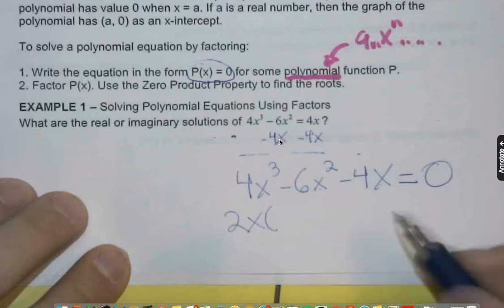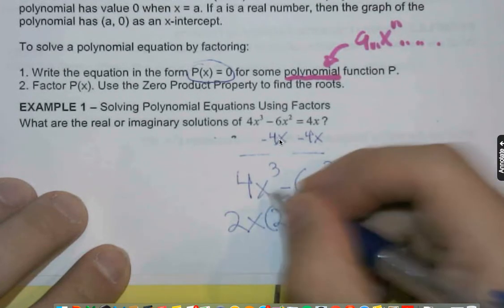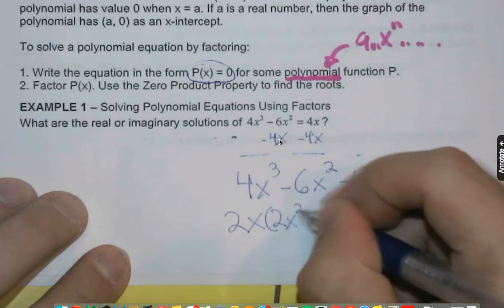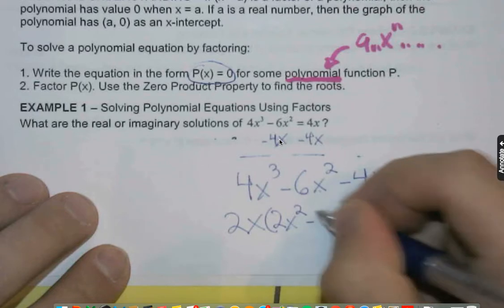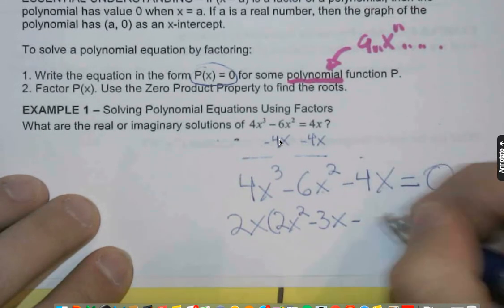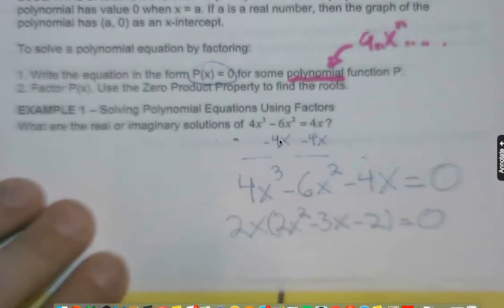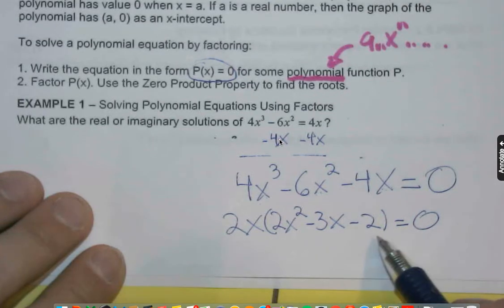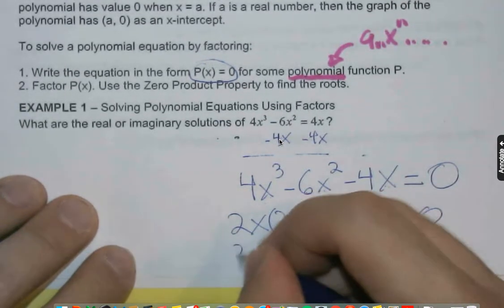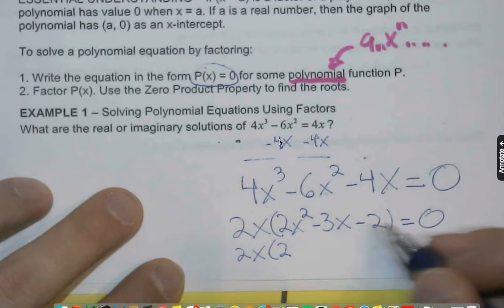If we rewrite the rest of this, 2x times 2 would get us 4x. We need to add that up to 4x cubed. So let's put in 2x squared here. We're then going to deduct 3x. Then we're deducting 2. This should be equal to 0. You should hopefully notice that we can factor this trinomial a bit further, keeping 2x on the outside. Use factoring by grouping for this.